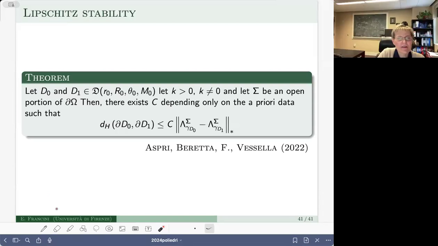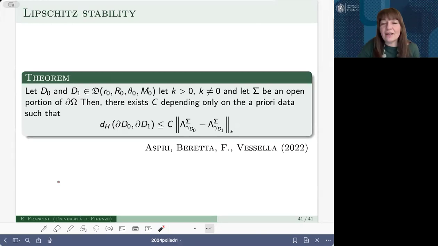Hi, Elisa. Very nice talk. Do you think that you can generalize the class of polyhedron a little bit? Like allow for not such a regular polyhedron, for example?